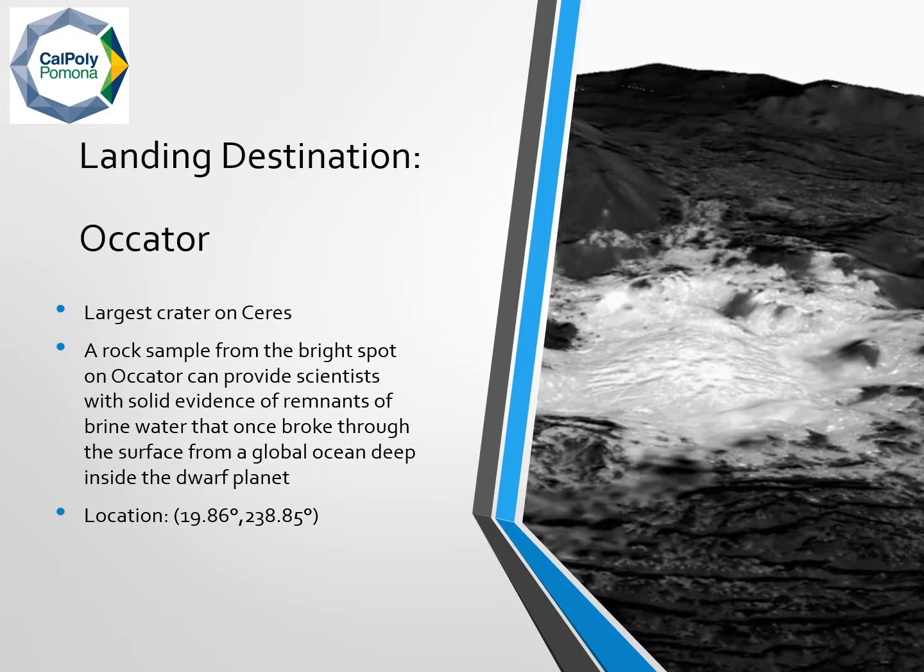Locator is the optimal landing destination for our lander because its bright cluster of white spots is believed to be made from salt that was left behind when an ancient geyser spewed brine water from its oceanic core. A rock sample from the spot can provide solid evidence of remnants of brine water that once broke through the surface from a global ocean deep inside the crust.